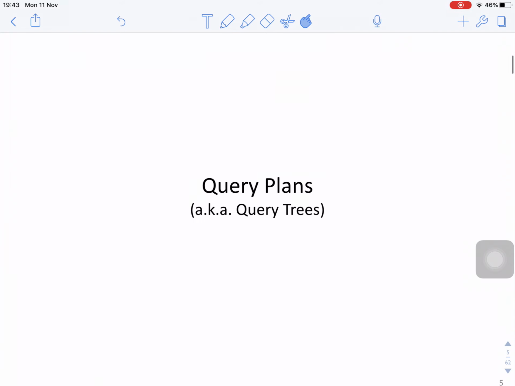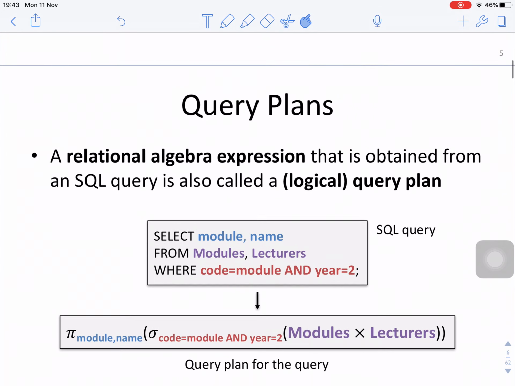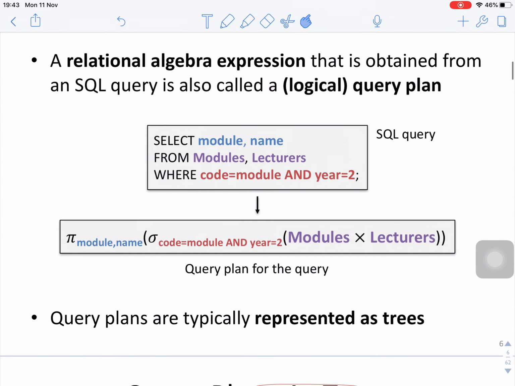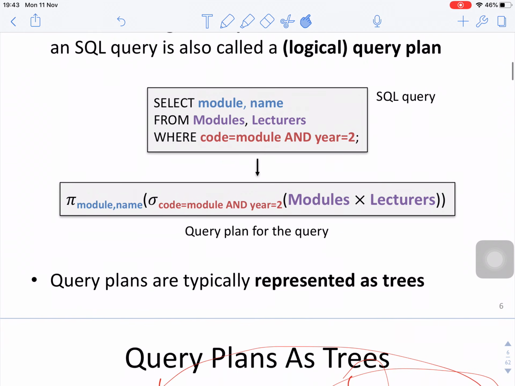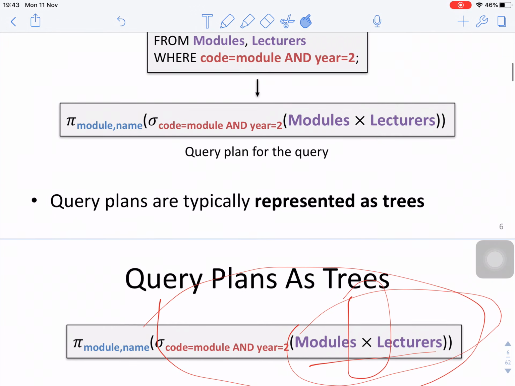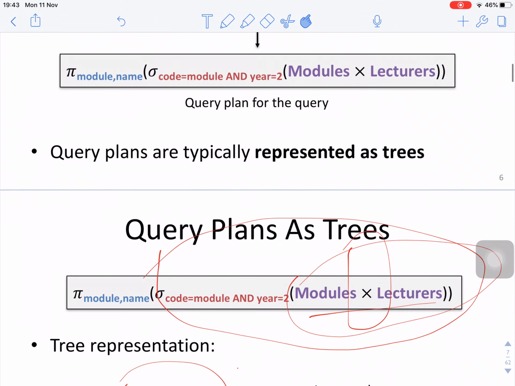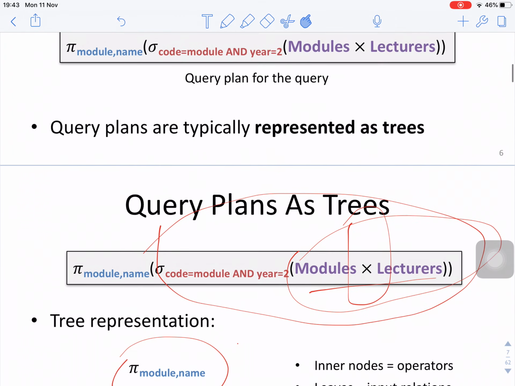In this lecture we're going to talk about the query plan, and the query plan is the relational algebra expression that is compiled from an SQL query. So it is called the logical query plan. Select the module name from modules, lectures where code equals module and year equals 2. Yeah, this is the query plan for that.